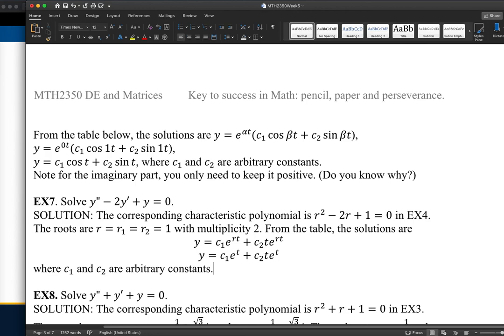And that is example 7. I'm going to save example 8 for a little bit.